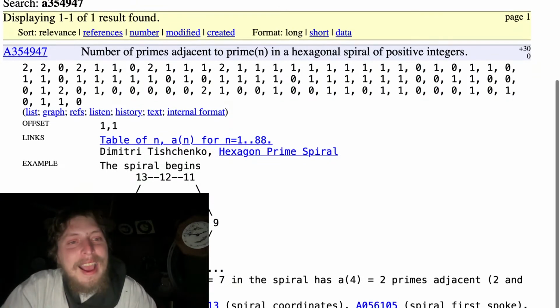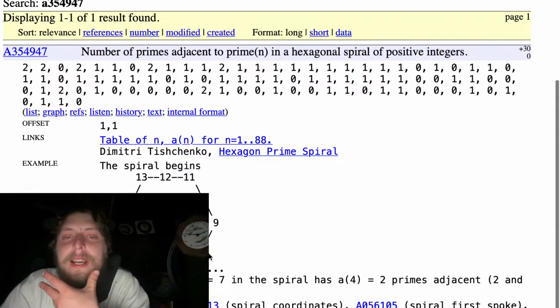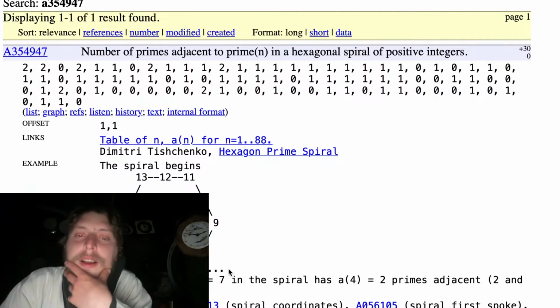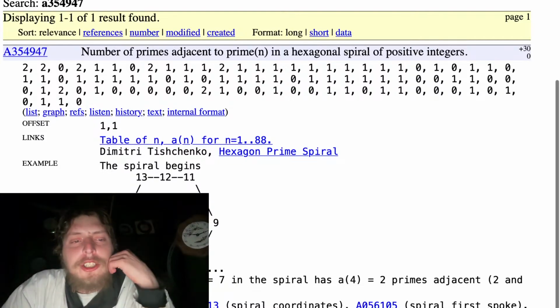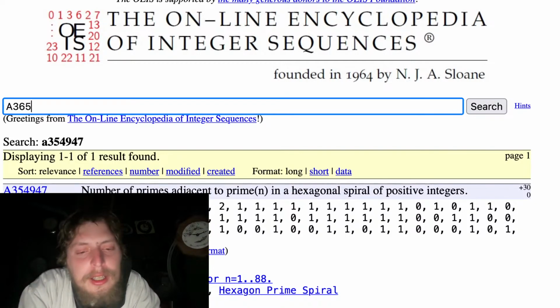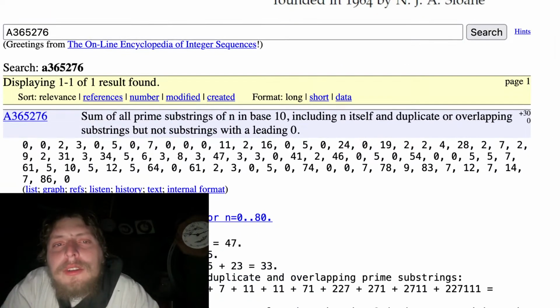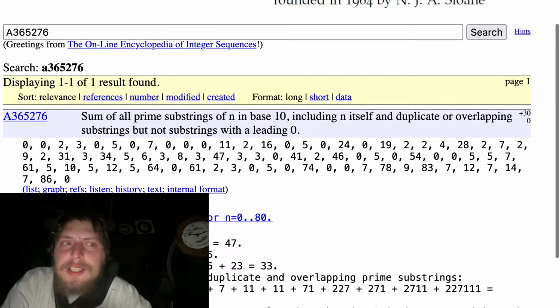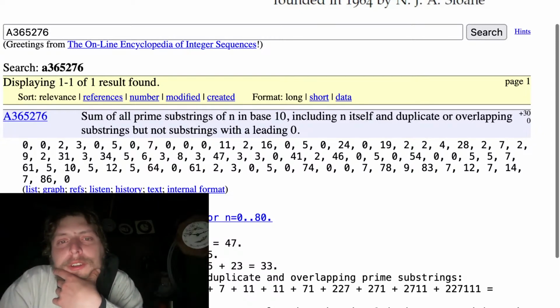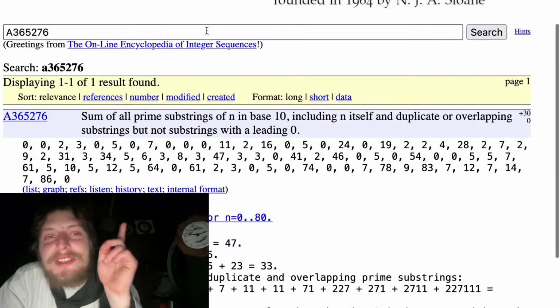But let me jump back to the math. We have some good comments from various stuff. Wade says people are limited to 3 submissions. I don't know if that means 3 things per person you can put ever or what, but it's good probably they have some limits. I'm not sure. Another one Wade mentions that they got approved is the sum of all prime substrings of n in base 10, including n itself, and duplicate or overlapping substrings, but not substrings with a leading 0. That's another one I'm going to have to look more into later.